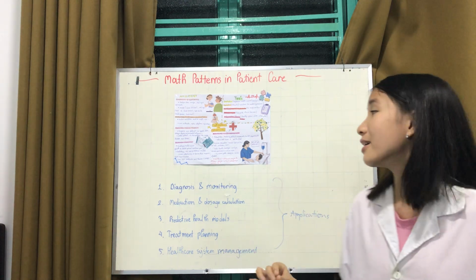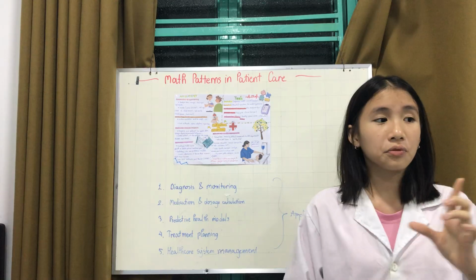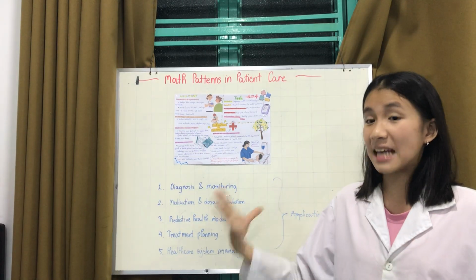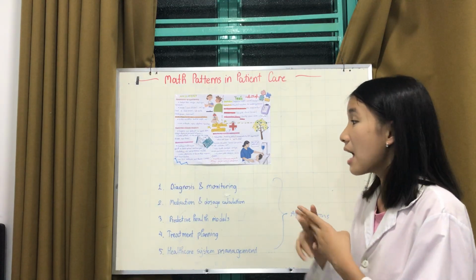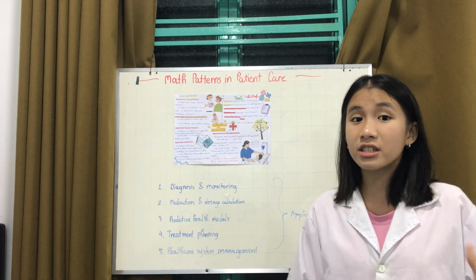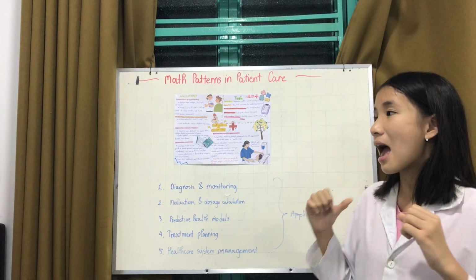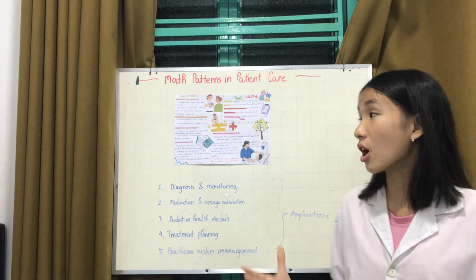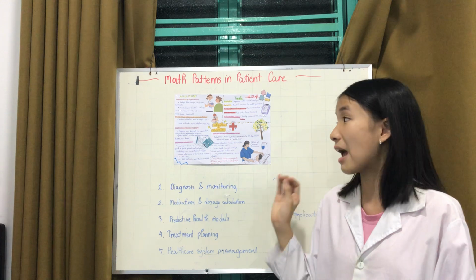And finally, there's also the public health strategies. So doctors and analysts in the healthcare sector will analyze the disease prevalence and incidence rates, and they use that data to inform the public health strategies to be able to limit the incidence rates, and also help them to come up with vaccination schedules. So that is some of the applications of math patterns in patient care.